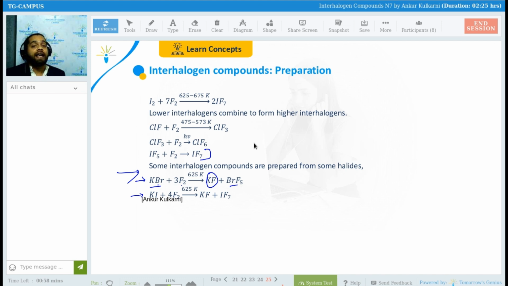Same case over here: KI and F2. Obviously fluorine has more affinity towards potassium than iodine, so fluorine will kick out the iodine. The iodine which is released again combines with fluorine to give you IF7. Come on, write down both the reactions and say done in the chat box.